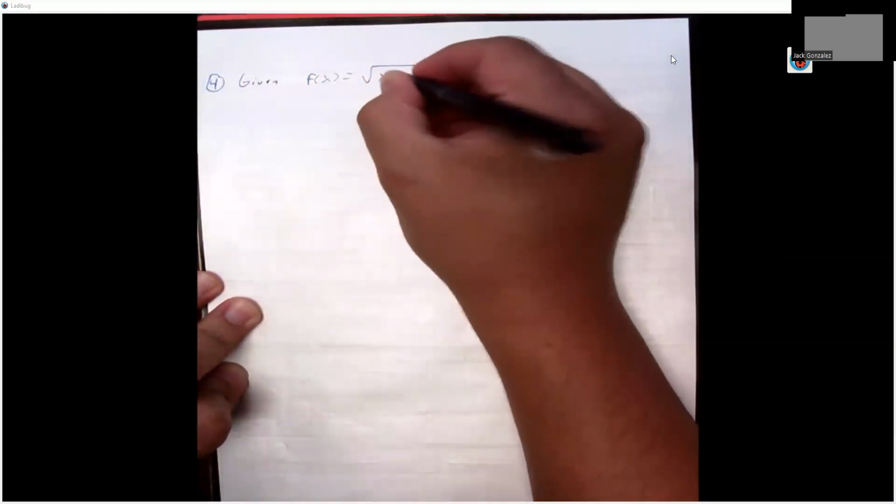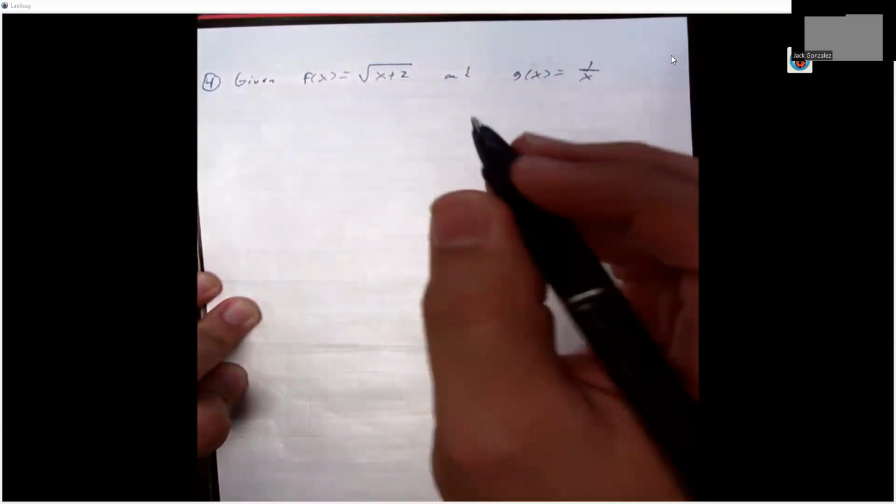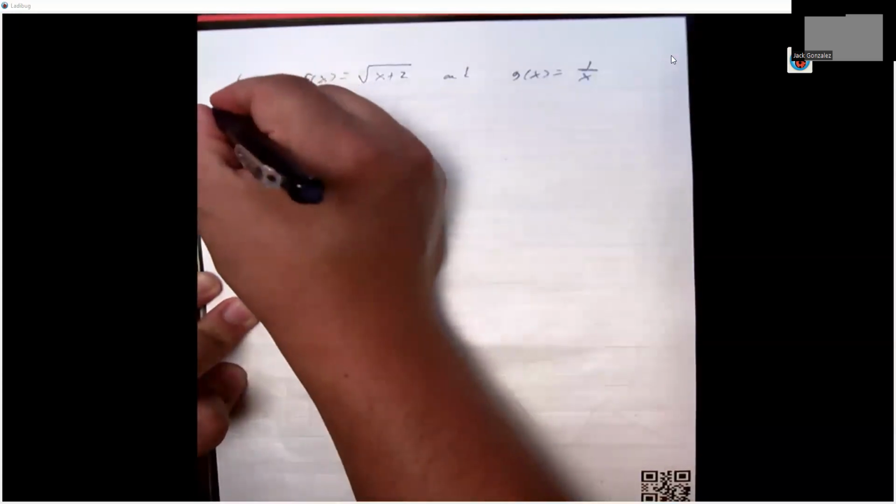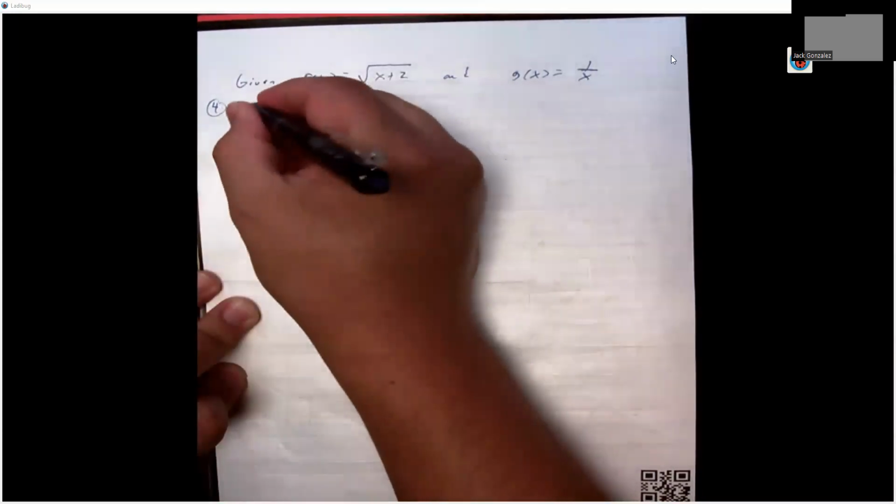That's number 3, number 4. We may be finished today. I don't know. We'll see. Given f of x equal to the square root of x plus 2 and g of x equal to 1 over x. Number 4, find g of f, which is actually equal to g of f of x.